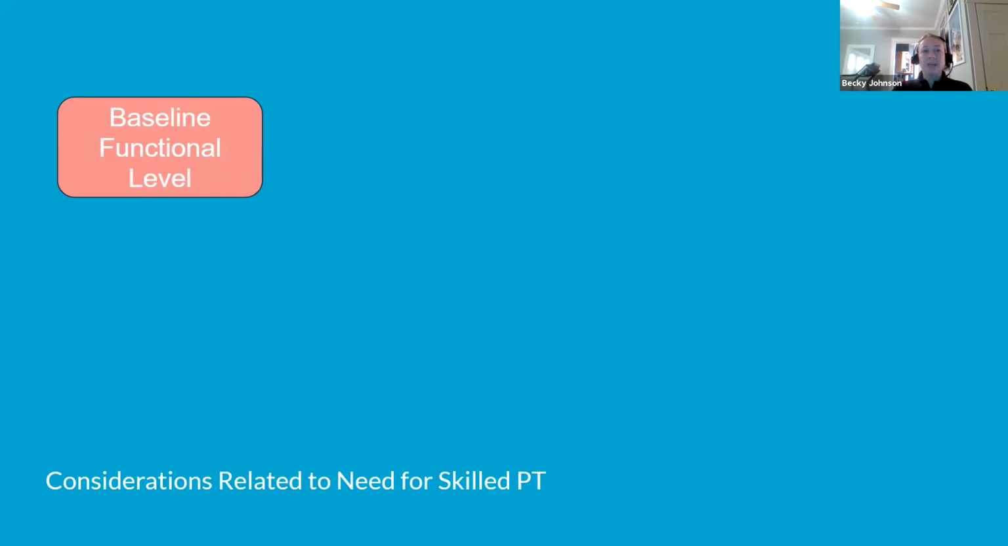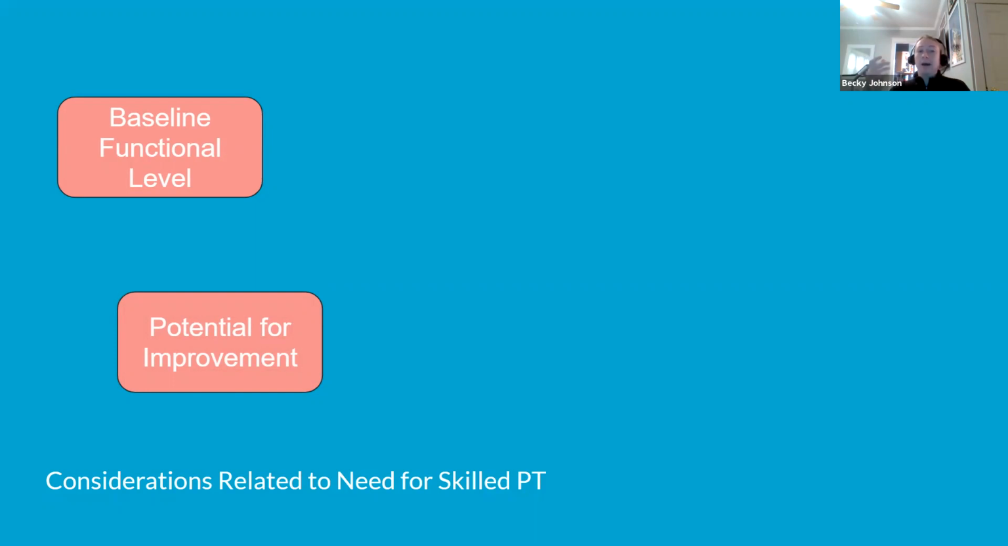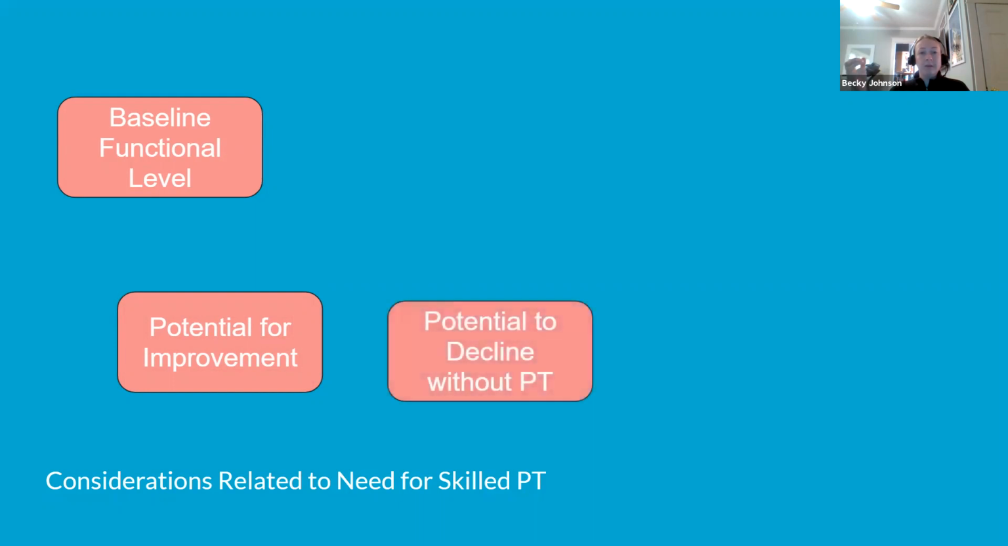So just because somebody is dependent at baseline doesn't mean that they don't need PT. And certainly because somebody's not ambulatory at baseline doesn't mean they don't need PT. And I'm confident that you all know that and were as appalled by that story as I am. Potential for improvement. So you might have to see a patient a few times before you can really make a determination on this, but they should have some potential to improve with PT services, or potential to decline without PT.